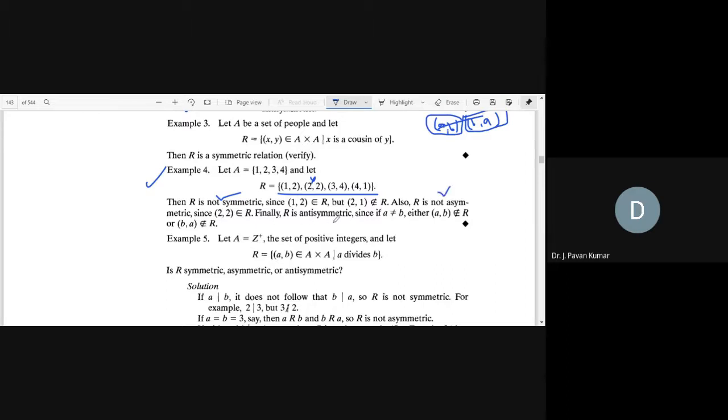Finally, whether it is anti-symmetric, in the sense whether we have any symmetric pairs in this. For 1 comma 2 we don't have a symmetric pair. For 2 comma 2, 2 comma 2 itself is the symmetric pair, so we can check whether it satisfies the anti-symmetric property. Yes. Next, 3 comma 4 and 4 comma 1 have no symmetric pairs. So whenever a comma b and b comma a are both part of the relation, a is equal to b. So 2 comma 2 satisfies this property, and we can consider it as anti-symmetric. Clear?